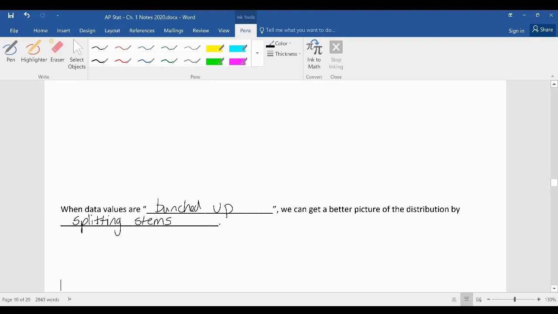One possible thing, and again, we'll look at this in class with an example, is when the data values are bunched up, you can get a better picture of the distribution by splitting stems. What does that mean? It means instead of having just, say, 3 stems of 1, 2, and 3, we're going to split our stems and basically create a low 1 and a high 1. We'll go through an example in class of this as well.